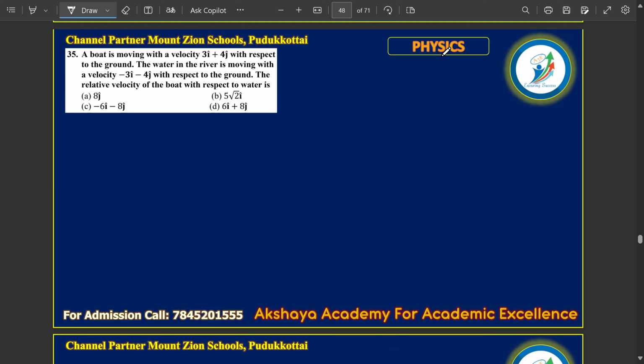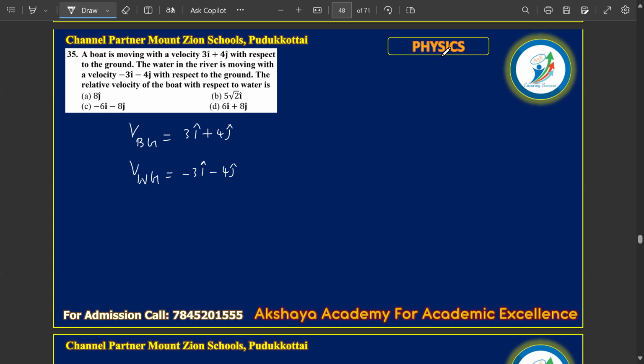Question number 35. A boat is moving with a velocity 3i plus 4j with respect to the ground. The water in the river is moving with a velocity minus 3i minus 4j with respect to the ground. The relative velocity of the boat with respect to water is. See, first, what is given? The velocity of the boat with respect to ground is 3i plus 4j, and the velocity of the water with respect to ground is minus 3i minus 4j.